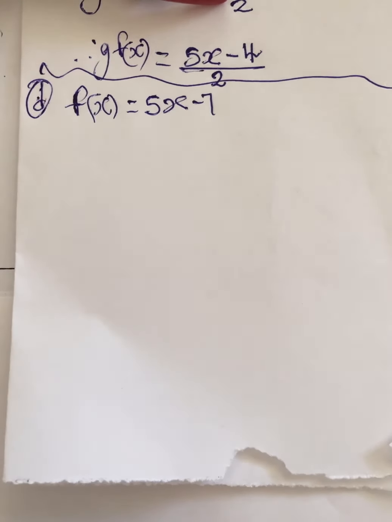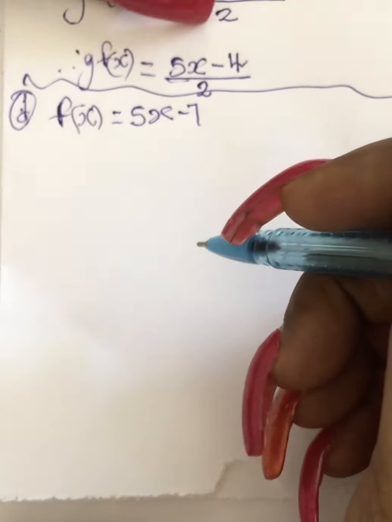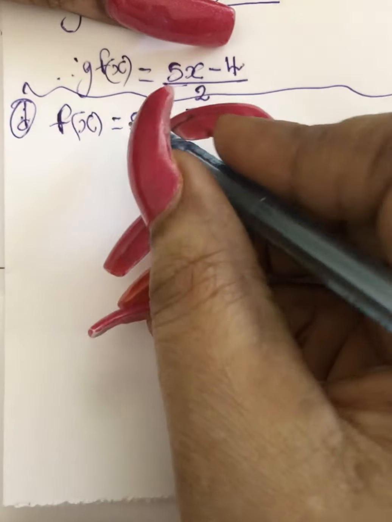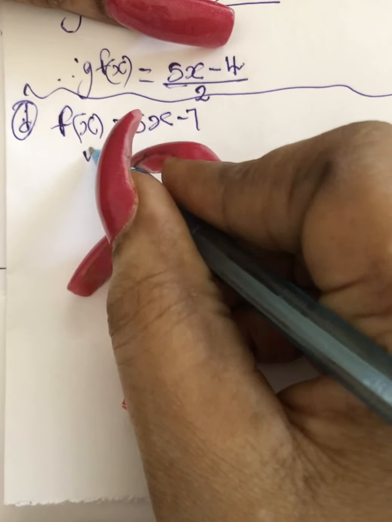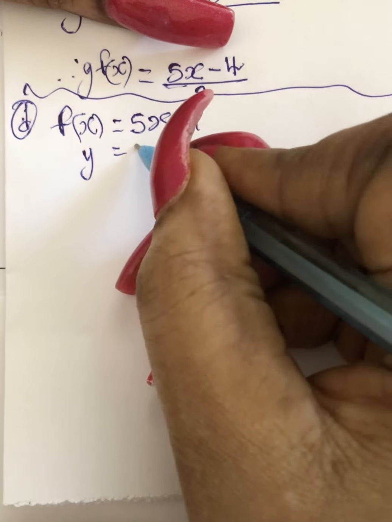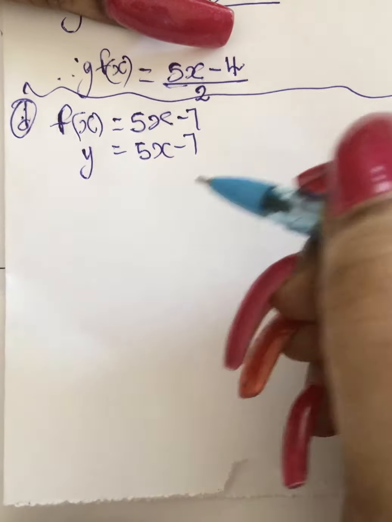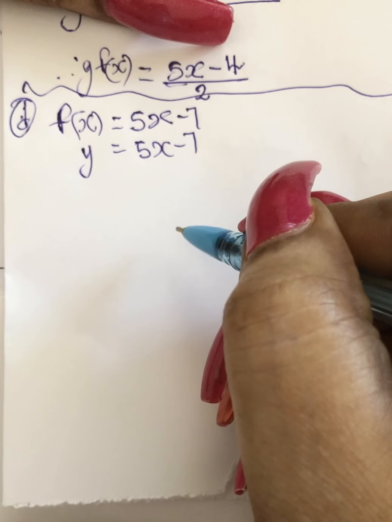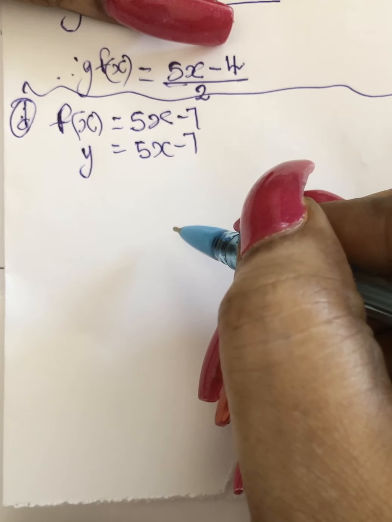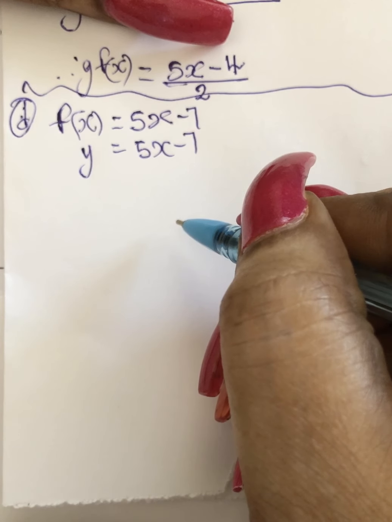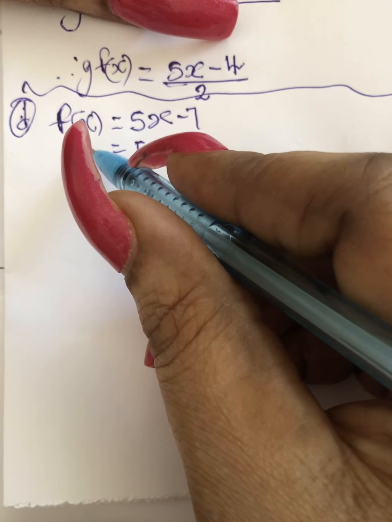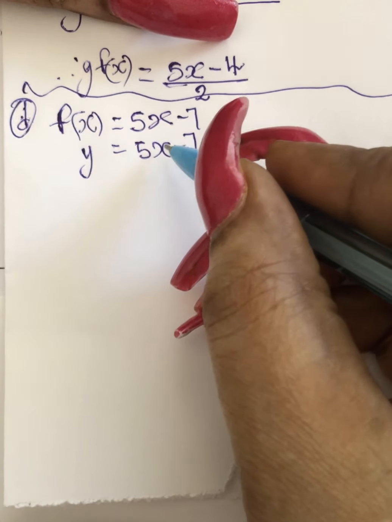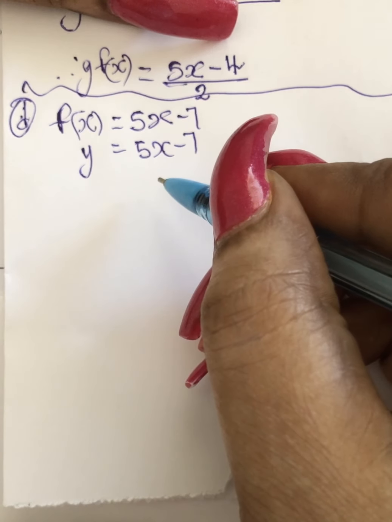Again, I'm going to go through using a step-by-step approach. First thing is, we rewrite here using y. My second step is to interchange x and y. So where I see y, it becomes x. Where I see x, it is going to become y.